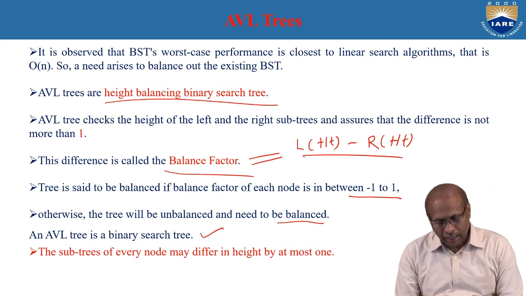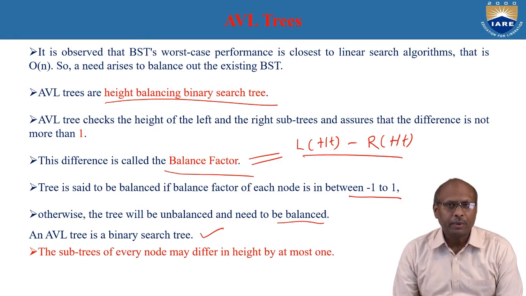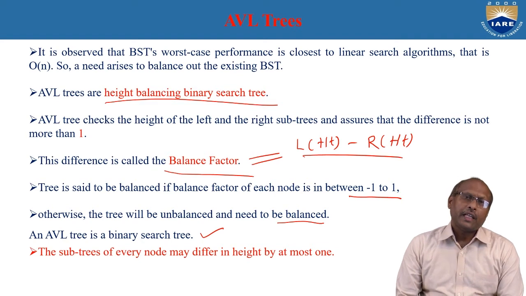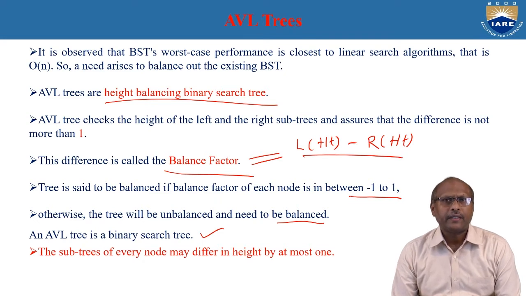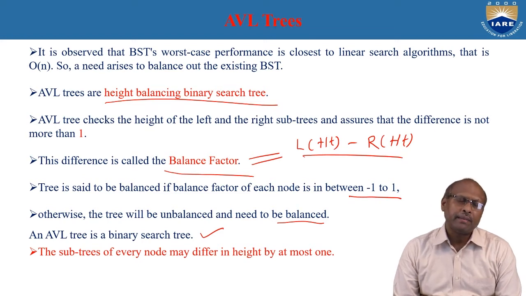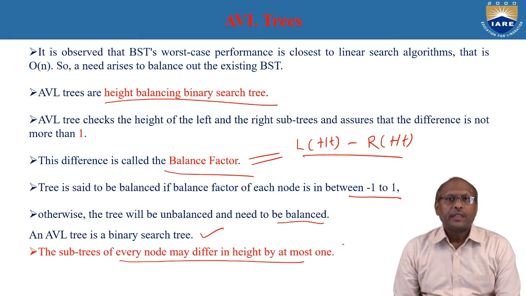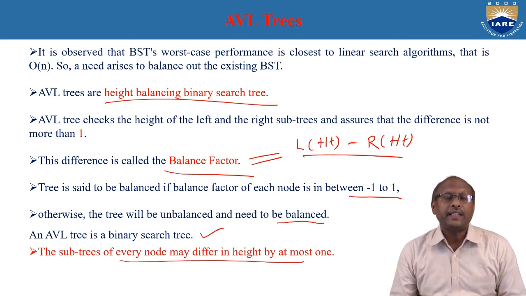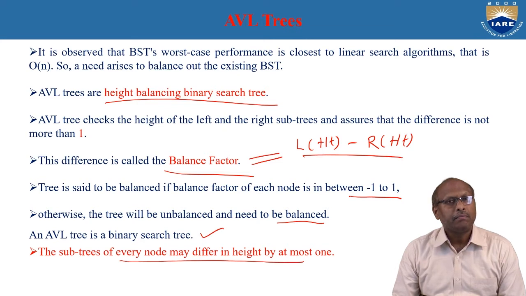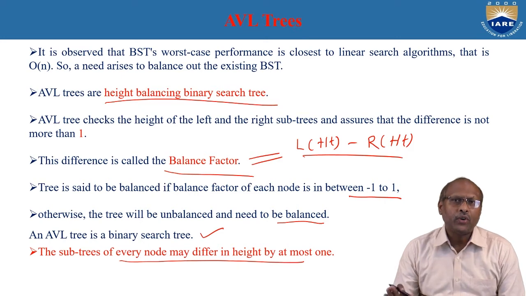AVL tree is also one type of binary search tree. Please remember, every AVL tree is a binary search tree. I already told you in the previous session, the binary search tree means the left child data is always less than the parent data and the right child data is always greater than the parent data. The subtrees of every node may differ by 1 in terms of height. The subtrees of every node may differ in height by at most 1. If it is more than 1, then it is not an AVL tree. Simply it is a binary search tree, but not an AVL tree. So remember, in an AVL tree, the height may differ by at most 1.